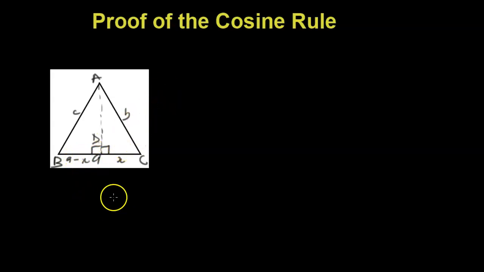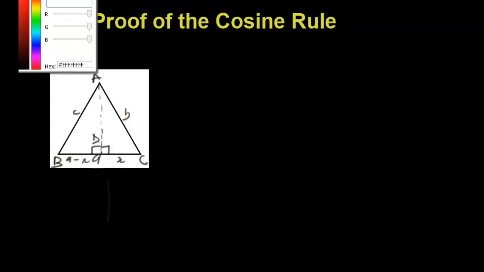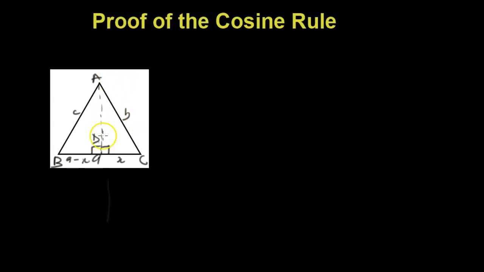That means we should have two different triangles. The first triangle will be our triangle ABD. So this side is our c. Let's call this side our h. And here is a. This side here is our a minus x.